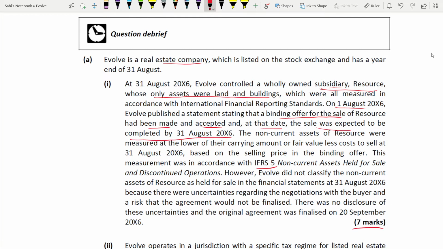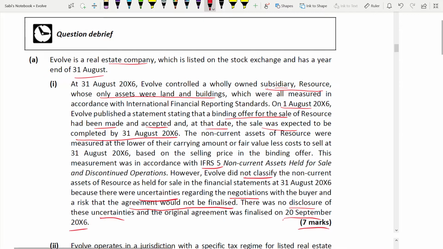Non-current assets of Resource were measured at the lower of their carrying amount or fair value less cost to sell at 31st August 2006 based on the selling price in the binding offer. This measurement was in accordance with IFRS 5. However, Evolve did not classify the non-current assets of Resource as held for sale in the financial statements at 31st August 2006. Why? Even though they know it meets the criteria, why did they not classify? Because there were uncertainties regarding the negotiations with the buyer and a risk that the agreement would not be finalized. There was no disclosure of these uncertainties also, and the original agreement was finalized on 20th September 2006, after the year end, which is 31st August. Okay, so 7 marks. So how are you going to account for this?